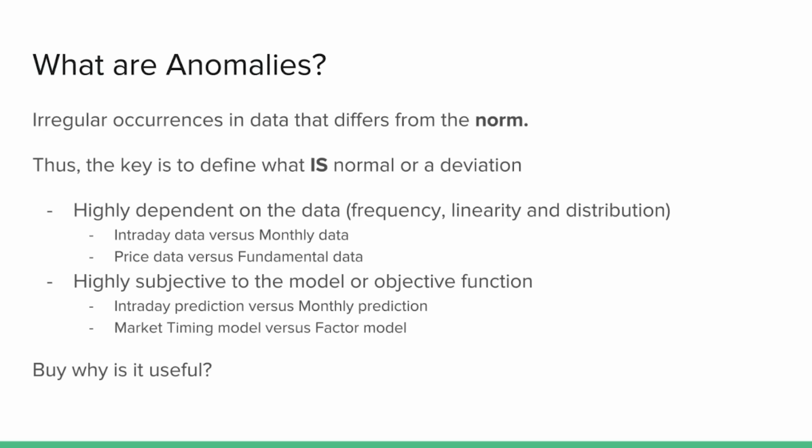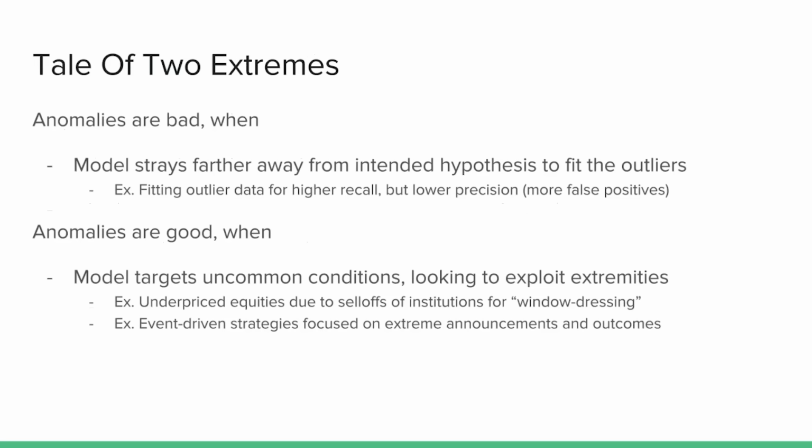Hopefully we've introduced why anomalies are extremely useful in your research and development process, and certain things to consider. I want to focus on two extremes, since we've highlighted how anomalies can be bad or good. Specifically, anomalies are really bad when your model strays farther from the intended hypothesis just because you want to fit the outliers. When you fit outlier data for higher recall but lower precision, sure, you have more positives, but you also have more false positives. And we know that in quantitative finance, false positives are very deadly, and something we want to avoid at all costs.